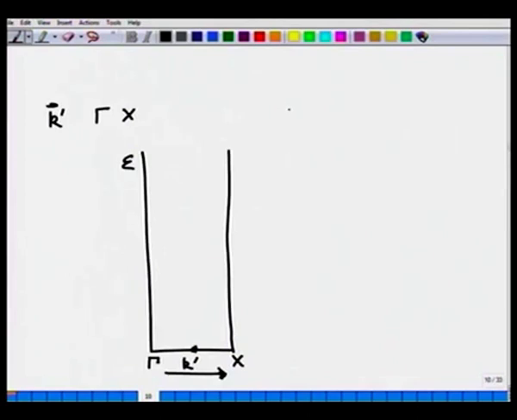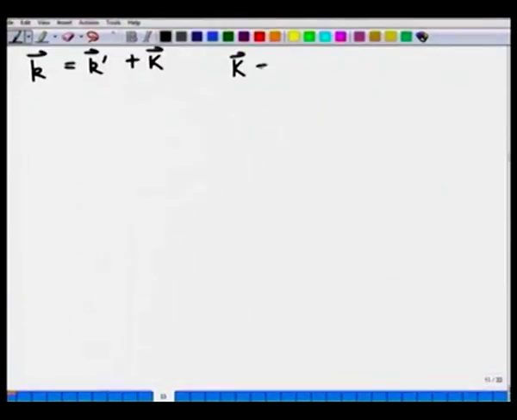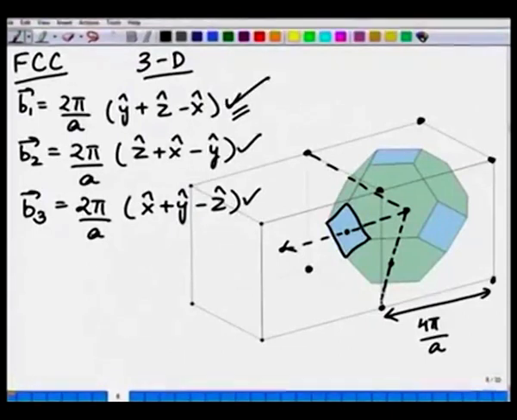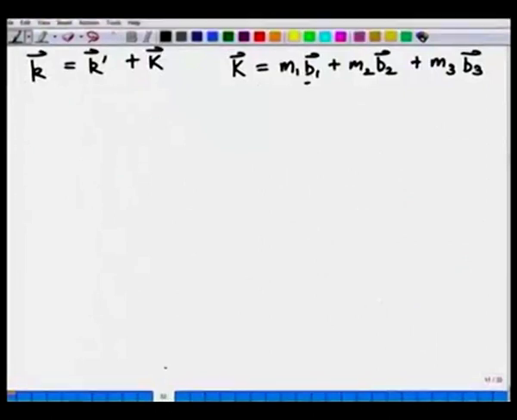So once I know k prime, remember I can always find a k which is k prime plus some capital K vector. Now what is the capital K vector in this case? That capital K vector is m1 b1 plus m2 b2 plus m3 b3. So what is this K vector? Let us expand it out by substituting b1, b2 and b3 from right here. If you substitute in there, what do you get for FCC? You get this as 2 pi by a.